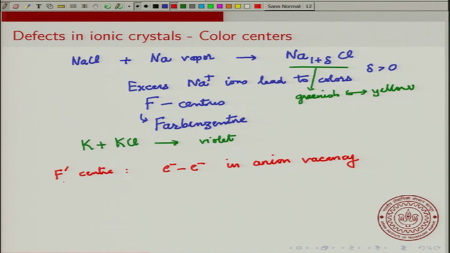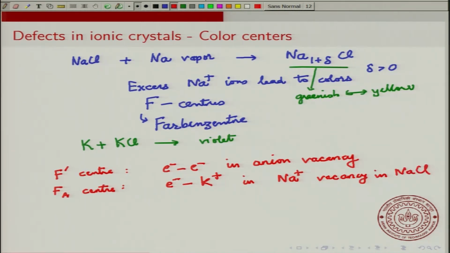You could have an Fa center. An example of this is an electron and a K plus ion in an Na plus vacancy in NaCl. So this is a case where you have the sodium chloride structure, and in one of those sites the sodium atom is missing, and it's replaced by a K plus ion and an electron.